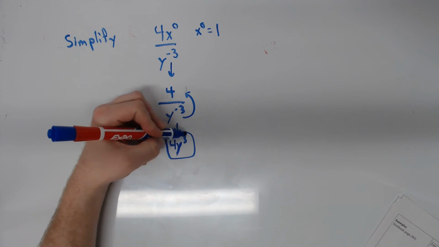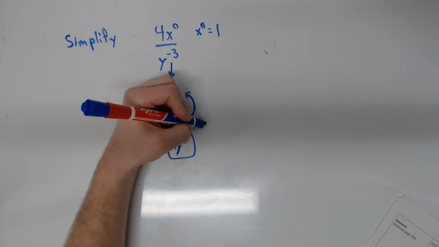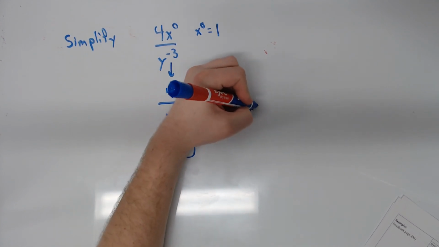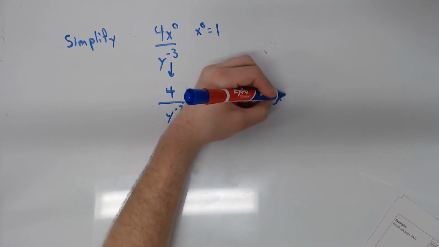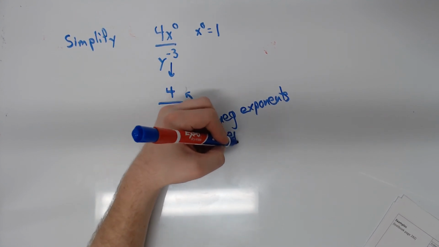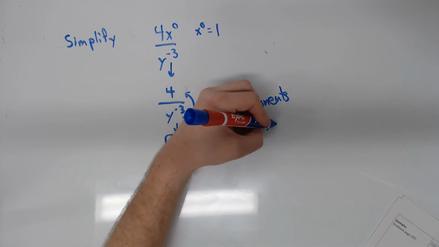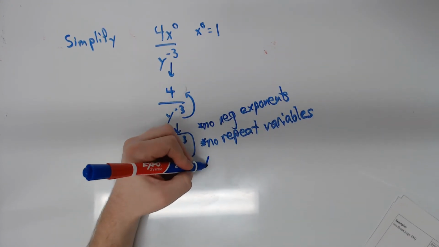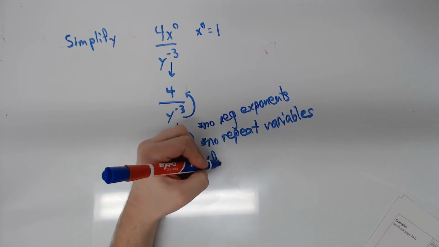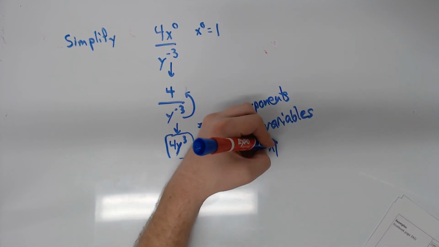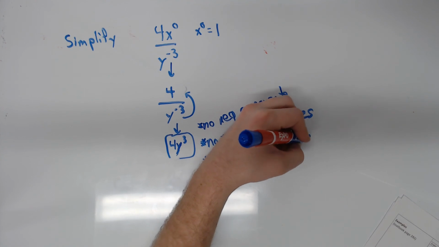This is fully simplified. No negative exponents. No repeat variables. And fraction is simplified. It's really what we're looking for.